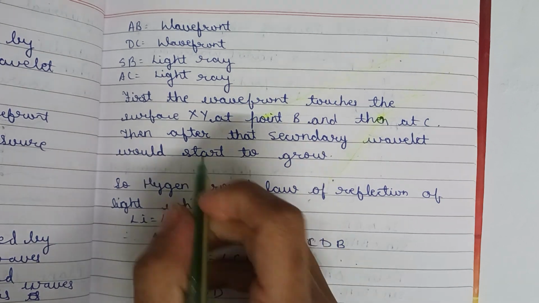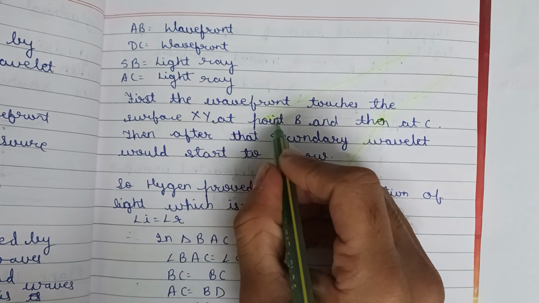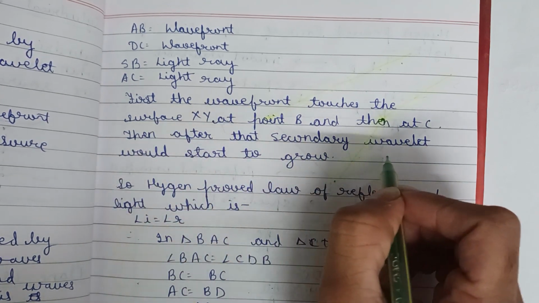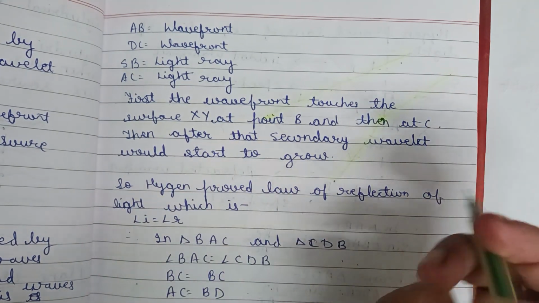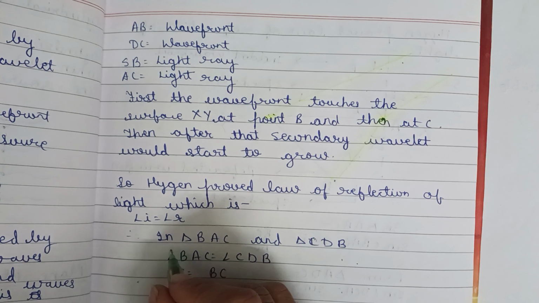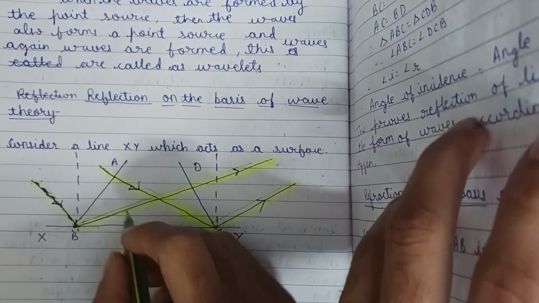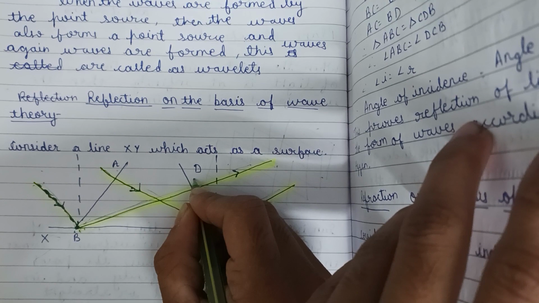Now let's see that first the wavefront touches the surface xy, as we have seen already, at point B and then at point C. After that, the secondary wavelets start to grow. So Huygens proved the law of reflection. Let's see how. Huygens took two triangles, triangle BAC and triangle CDB.